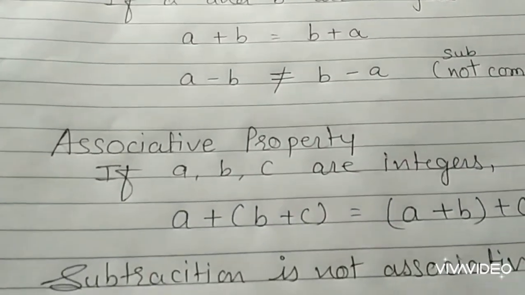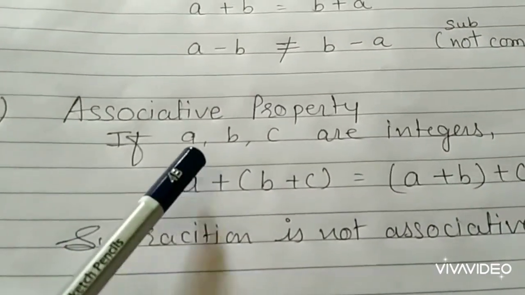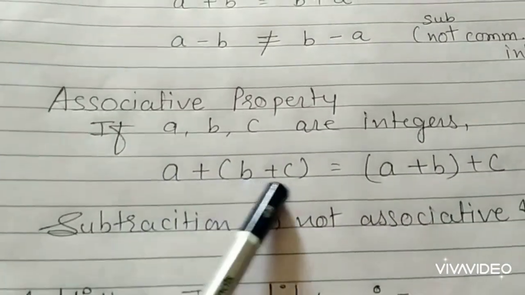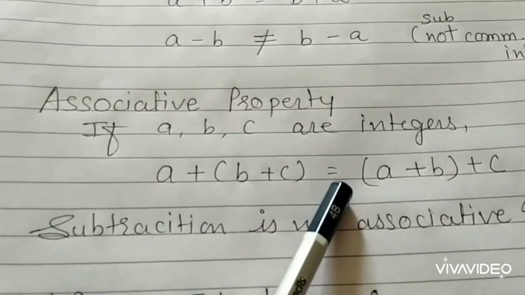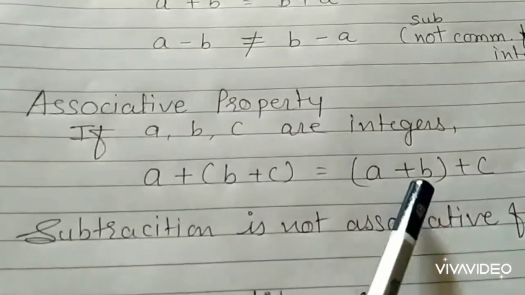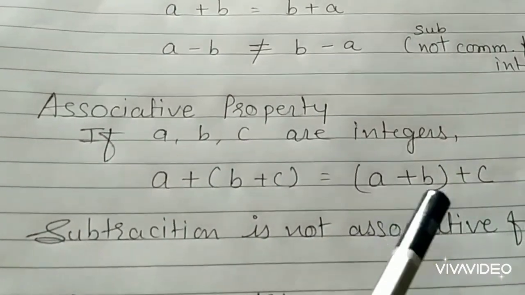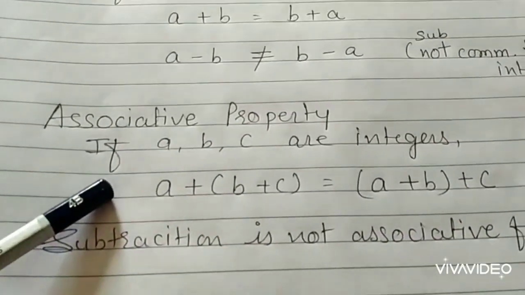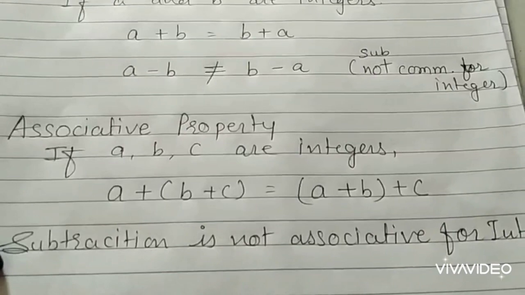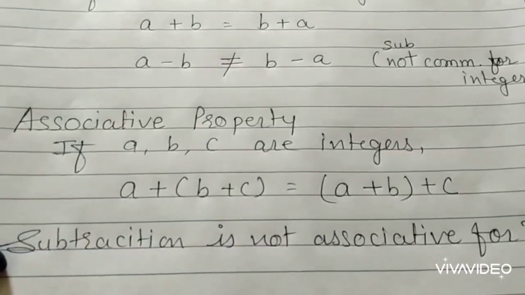Now another property is associative property. For associative property, if a, b, c are integers, then (a plus b) plus c is equal to a plus (b plus c). That means here we are doing the grouping of the numbers and the result will be same for both the conditions. But this is for addition; for subtraction, it is not associative for integers. Subtraction is not associative for integers.